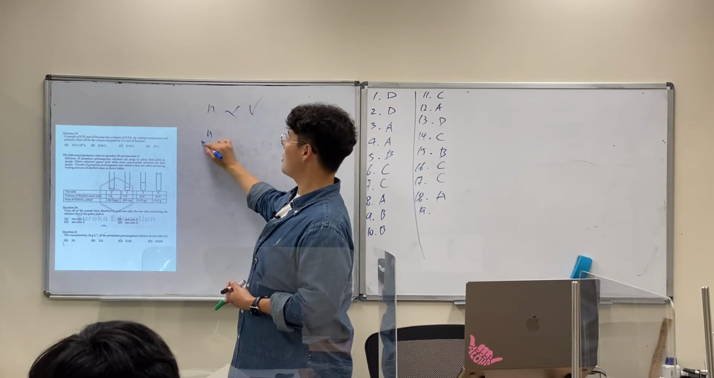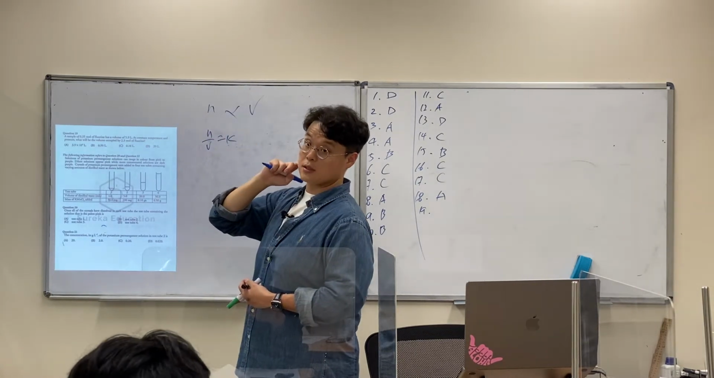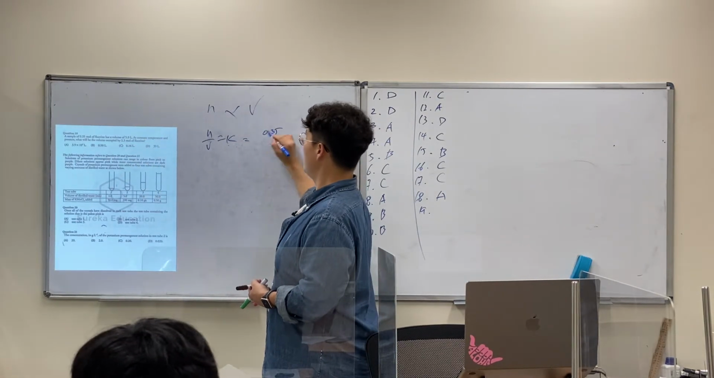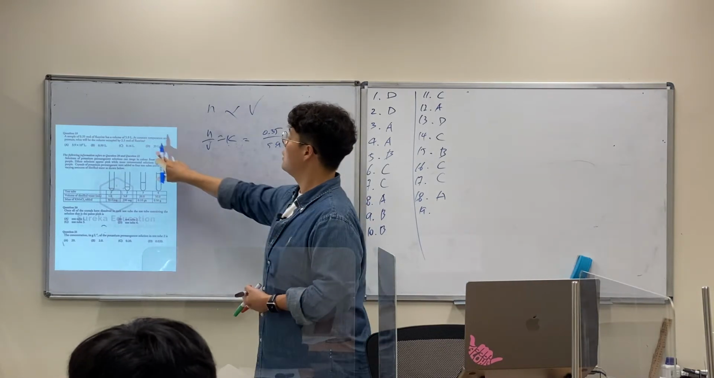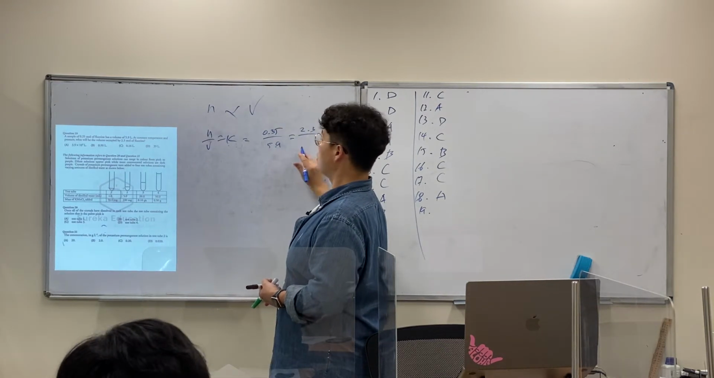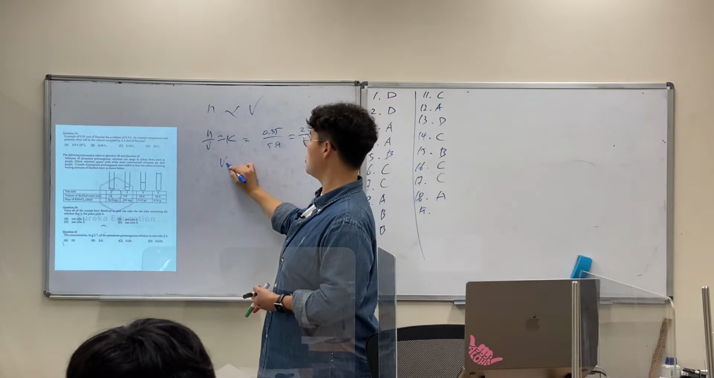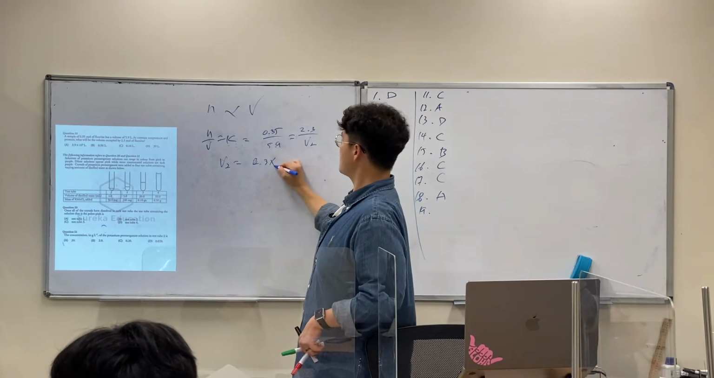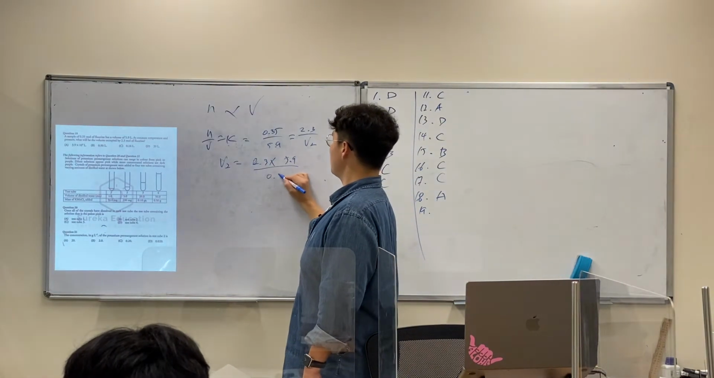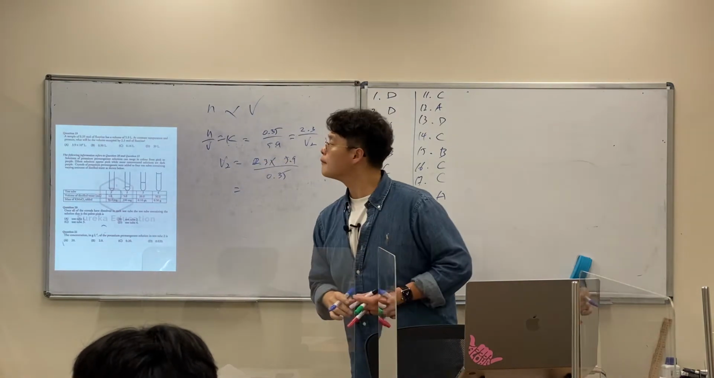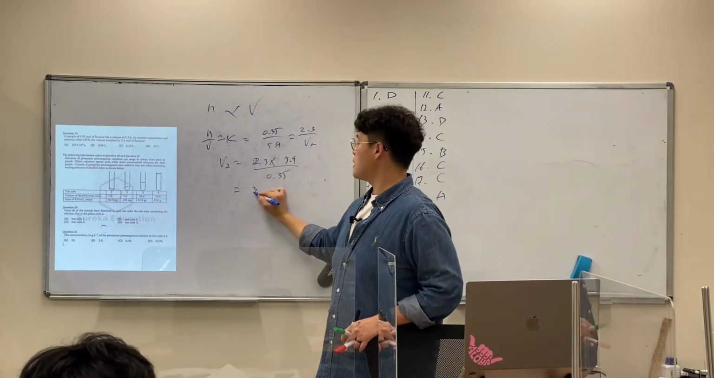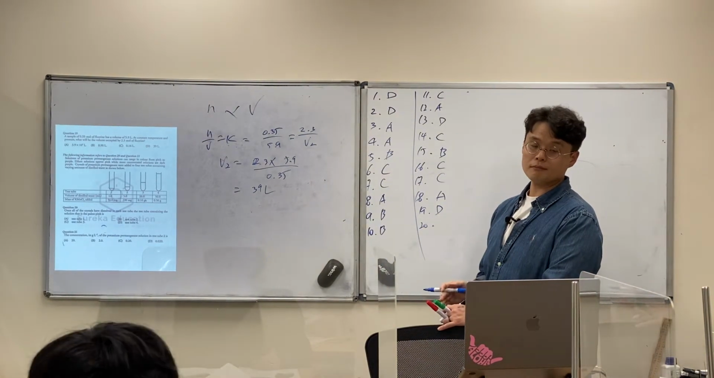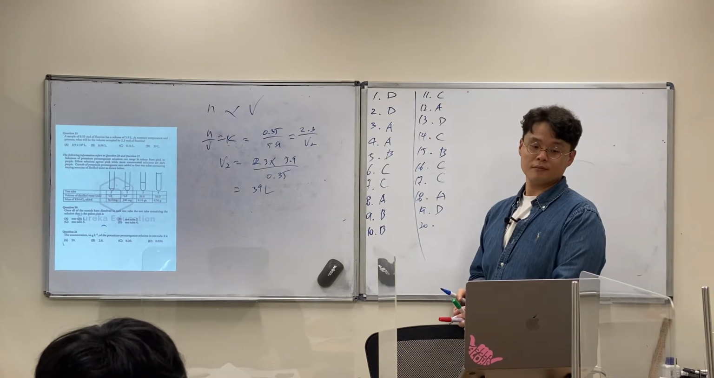Very good. So it means n over V is constant too. So N, which is 0.35 on 5.9, should be equal to 2.3, the new mole, on the new volume V2. Then V2 is 2.3 times 5.9 divided by 0.35. Then you would get 39 liter, which is D. Nothing fancy.